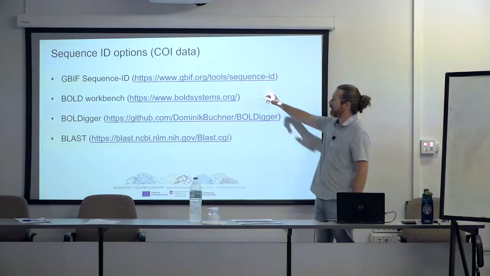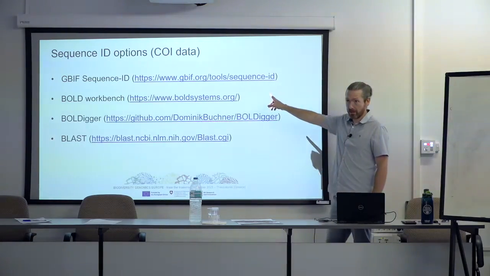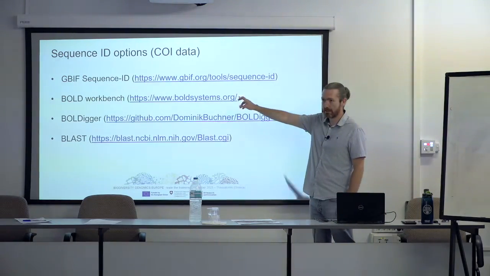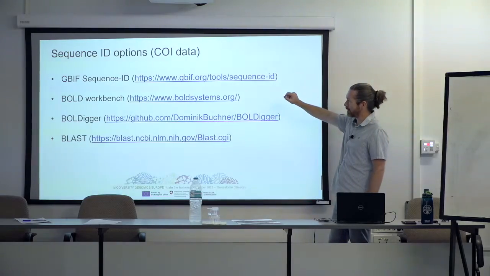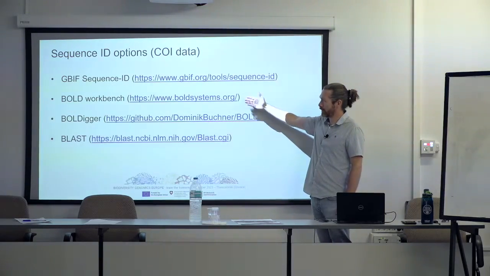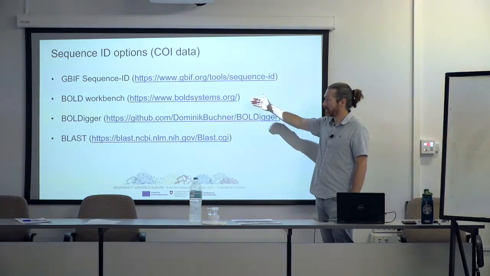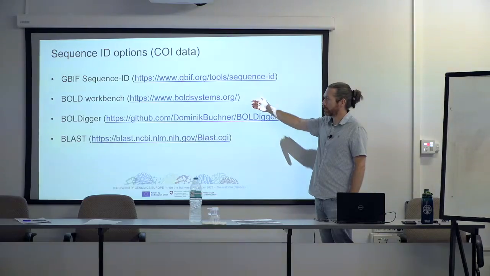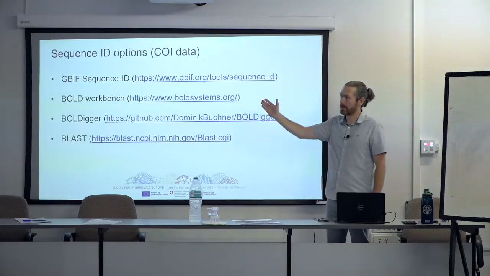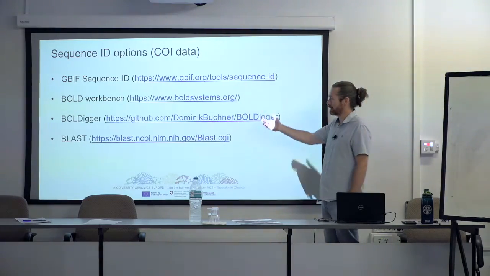So there's several options if you want to identify your sequences. There's the GBIF one. If you want to do this now, just Google GBIF sequence ID and you'll find it. There's obviously the Bold workbench, so you can go to Bold. You log into that. You don't have to log in actually to do some IDs, but if you want to do a lot of IDs and you want to get the IDs emailed to you, you do need to log in.